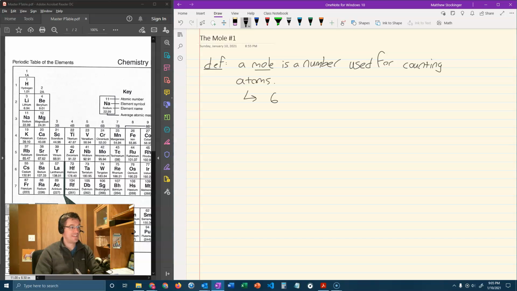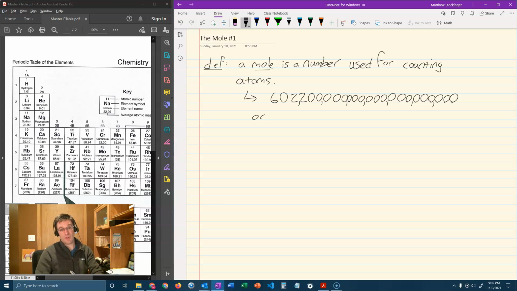That number is 6022. And then there's some more digits, but I don't exactly remember what they are. 2, 3, 4, 5, 6, 7, 8, 9, 10, 11, 12, 13, 14, 15, 16, 17, 18, 19, 20, 21, 22, 23. This number is a mole. And you know what? It was kind of a pain in the butt to write it, wasn't it? I think this works out to like 602 hextillion.